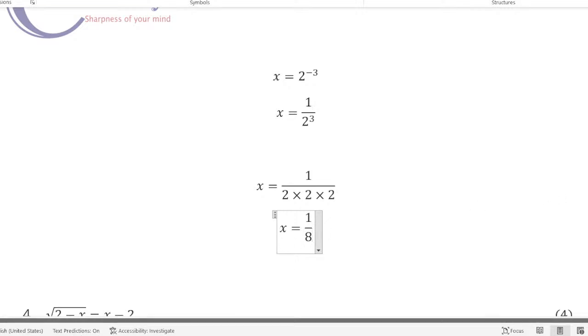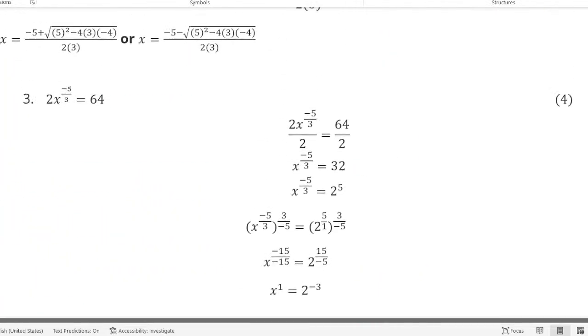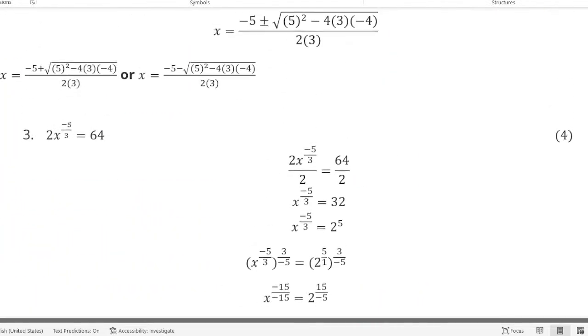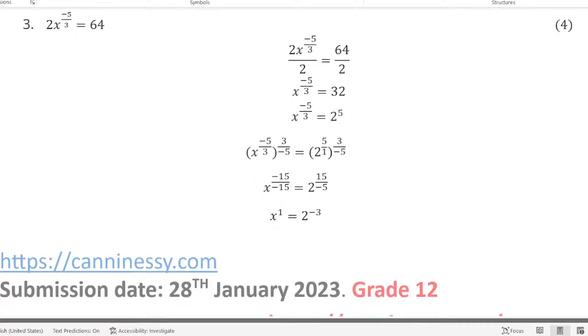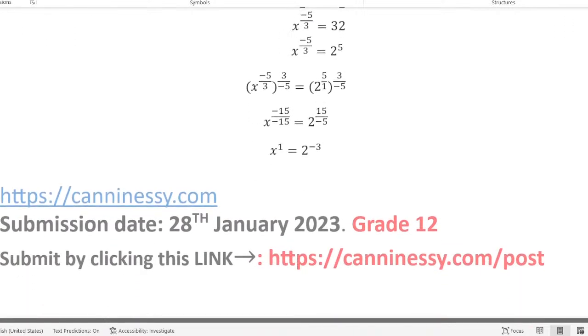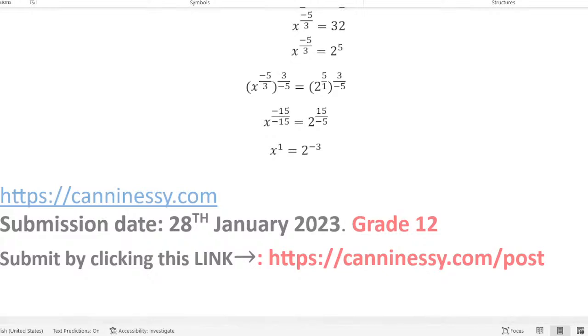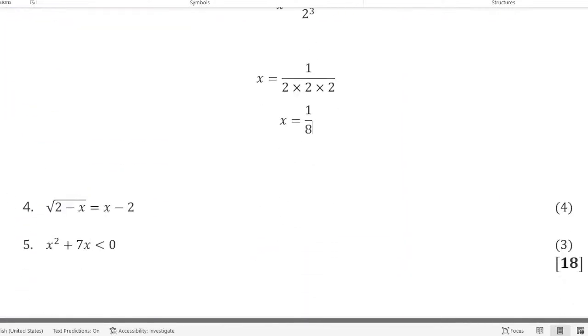So that is 4 marks. Is it 4? Yes, that is 4 marks. So the reason I made this long, I want you to understand this. You can finish this within 1 minute. I just want you to understand and follow the steps, how I arrived at a certain step. That's the reason I made this long.